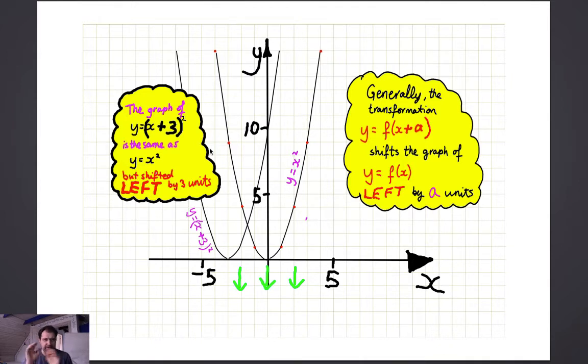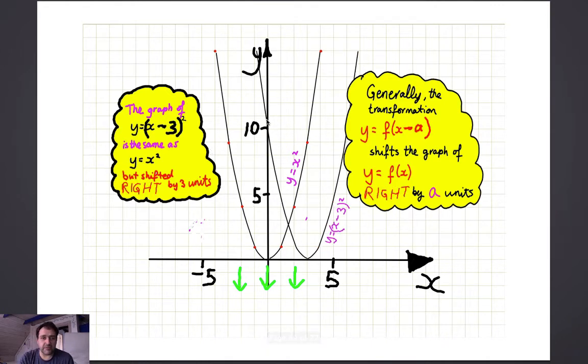Okay, so doing something to the x first, before you apply the function, in this case squaring it, has the effect of shifting it to the left or the right. So adding 3 shifts it 3 units to the left, and not, as you might expect, to the right. And then you've probably guessed what happens next. If you subtract 3 from the x first and then square it, it shifts it to the right.